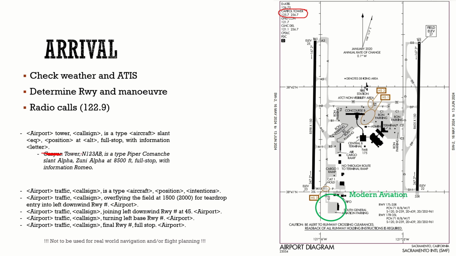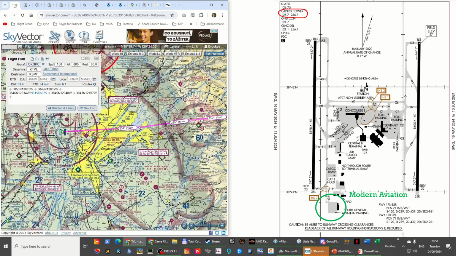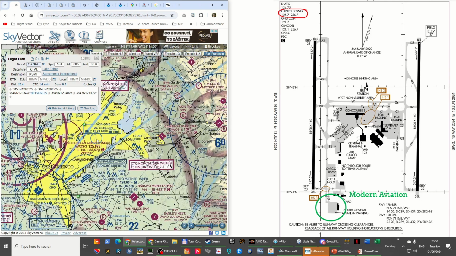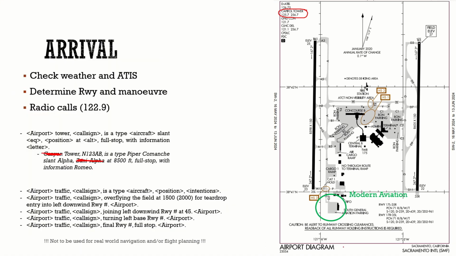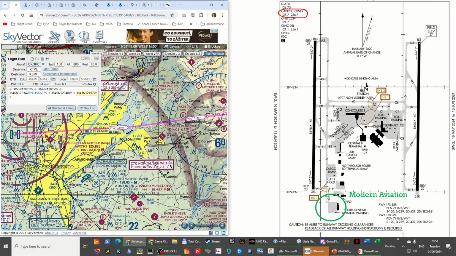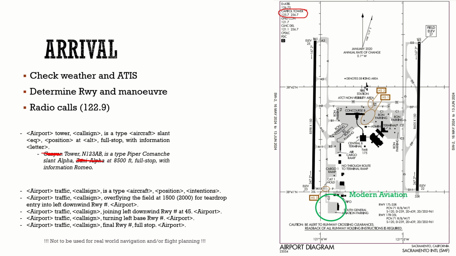So it would be Capitol Tower, November 123 Alpha Bravo, a type Piper Comanche, Slant Alpha. And this is obviously not the correct position. Do we have any recognizable landmark? Yeah, you can basically say that you are at Folsom Lake, right? That's nice, 20 miles out of the airport. So it can read: Capitol Tower, November 123 Alpha Bravo, Piper Comanche, Slant Alpha, Folsom Lake at 2,500 feet, full stop with information Romeo, or with weather, if you have it.